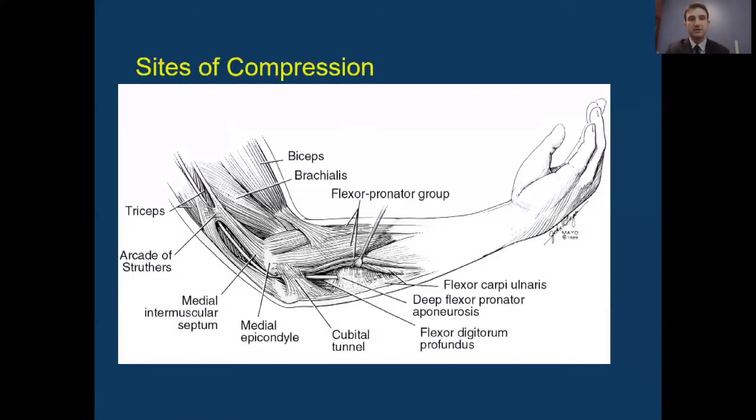So compression points at the elbow include various compression points up at the septum between the front and the back of the arm, up in the upper arm. As you go down further, the common compression point is the cubital tunnel at Osborne's ligament. And as you move on even further into the forearm, the nerve could be trapped in various tight bands of tissue as the nerve passes into the flexors of the forearm, the different muscles of the forearm here.